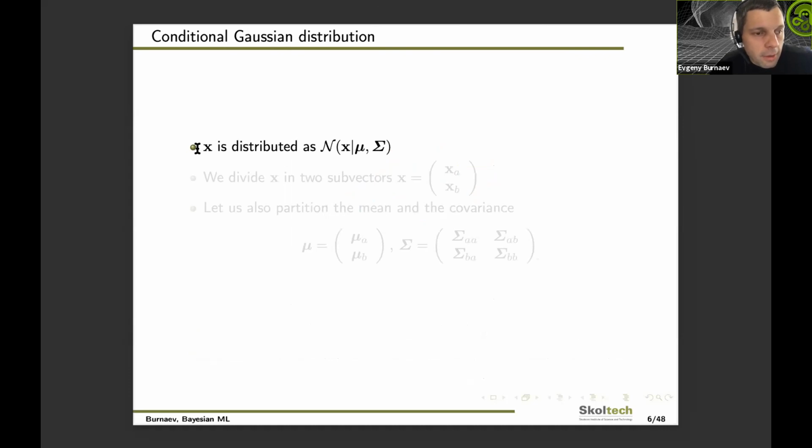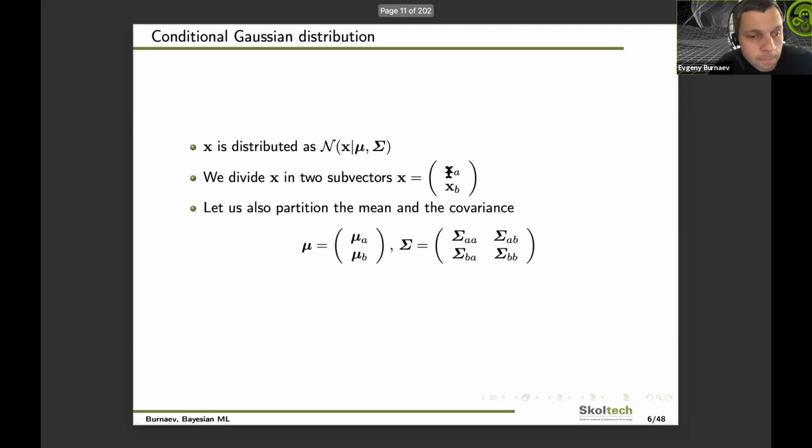Let's imagine that the vector x is distributed according to the multidimensional Gaussian distribution with the mean vector mu and the covariance matrix sigma. We divide the vector x into two subvectors. The first subvector we denote by x sub a, the second subvector we denote by x sub b. It's obvious that the distribution of each of these subvectors is also Gaussian.